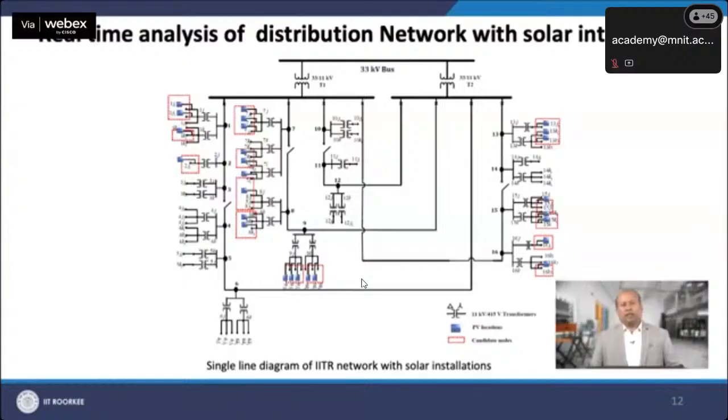This is the single line diagram of IIT Roorkee. The distribution system at IIT Roorkee consists of close to 16 substations with a peak demand slightly more than 6 megawatt and a minimum of close to 2 to 2.5 megawatt. So, that is what is reasonably experienced within the network. Theoretically, just to highlight, the peak may be between 6 to 7 megawatt and the off-peak will be between 2 to 2.5 or 3 megawatt.